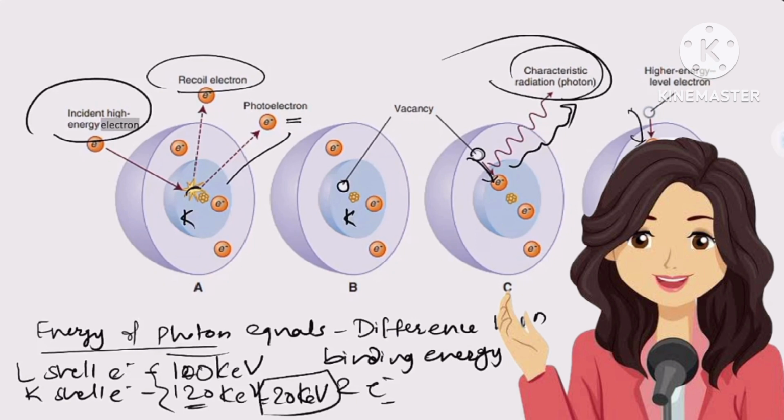Just an example I am giving to understand it better. Why is this called characteristic? Because it represents the difference of energy levels of these two electrons. Therefore, it is called characteristic. And a very small percentage of photons are of this type. I hope this concept is clear.